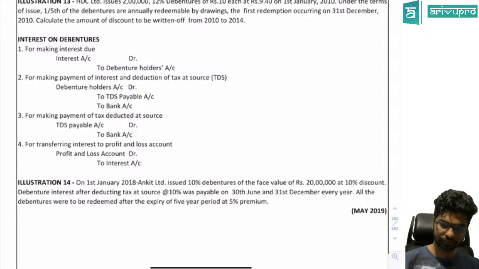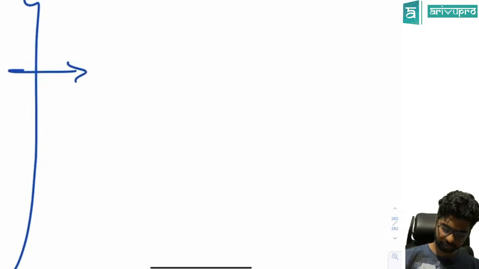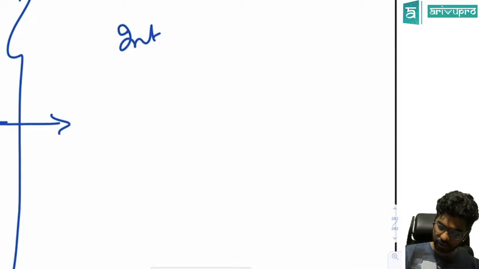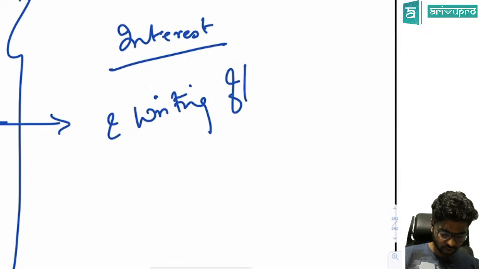Okay. The last part of the debentures chapter is the payment of interest and writing off the discount.